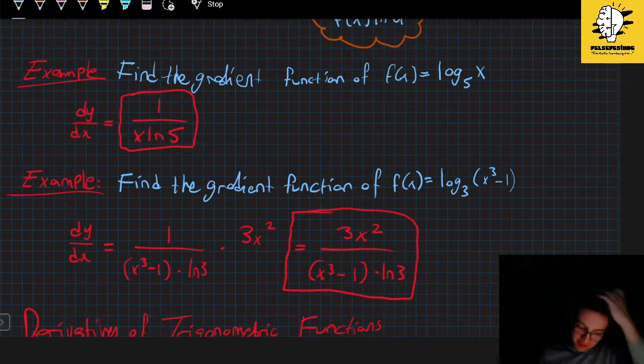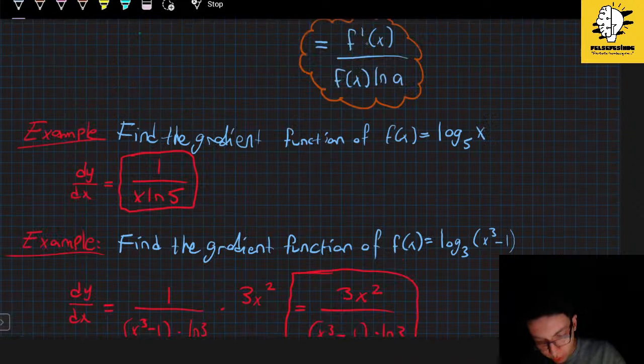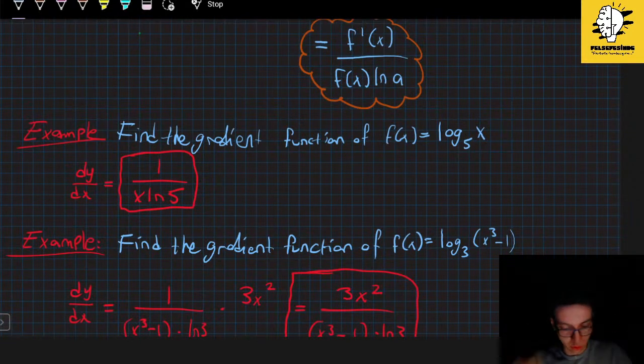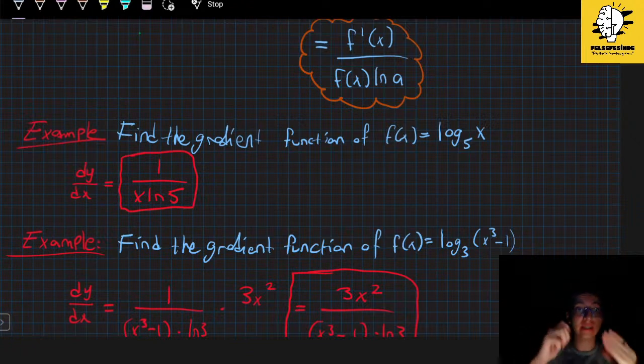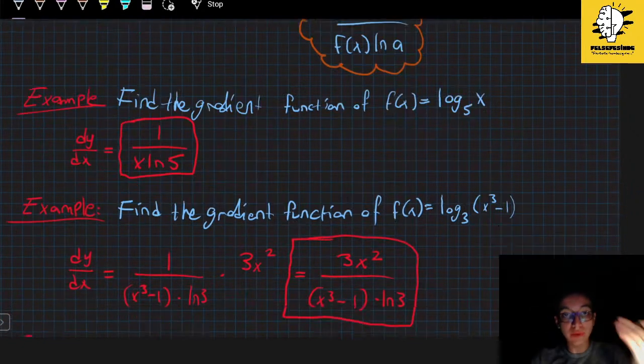Definitely. So we can see that I directly apply the rule that's given here. Since my f(x) is equal to x, f'(x) will be just 1. So I have 1 in the numerator, whereas in the denominator I see x, my f(x), times ln 5. Why ln 5? Because it is ln a, where a is the base and my base is 5. Easy. Now a more difficult one, find the gradient function of f(x) equal to log 3 of x cubed minus 1.